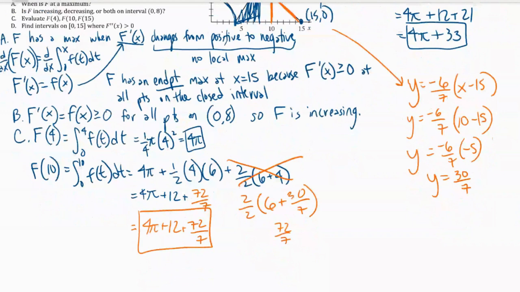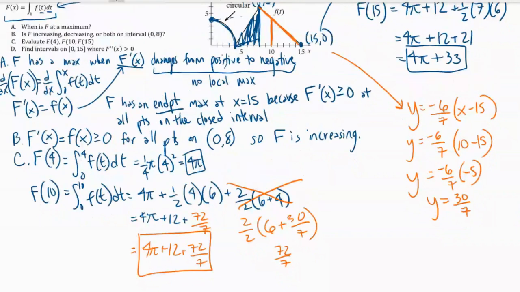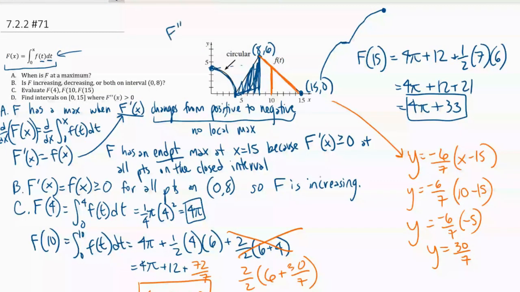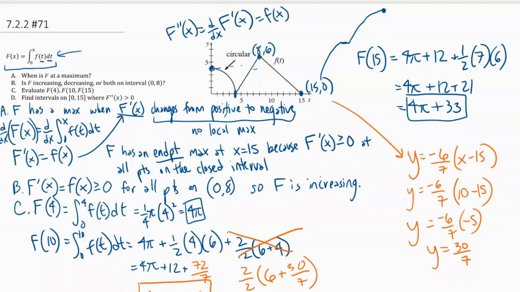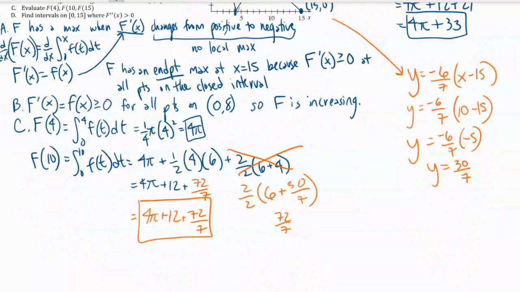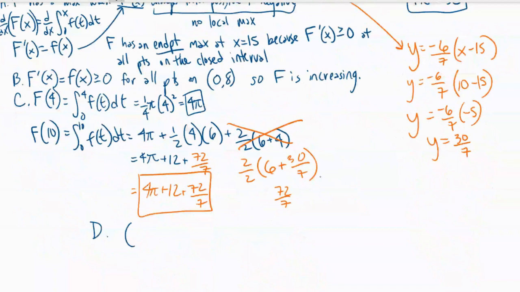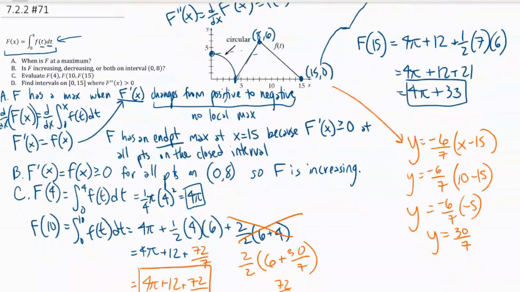All right, and then lastly, find the intervals on 0 to 15 where f double prime is greater than 0. So f double prime is the slope of f prime. So the slope of f prime, which is f of x, lowercase f of x. So again, I'm looking at the derivative right now. This graph is the derivative graph. So when is the slope of this graph greater than 0? And that is from 0 to 8. And that's it. So D is from, sorry, not 0 to 8, 4 to 8. From 0 to 4, your slope is negative. From 4 to 8, your slope is positive.